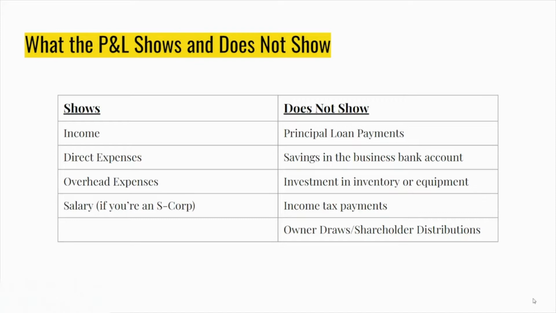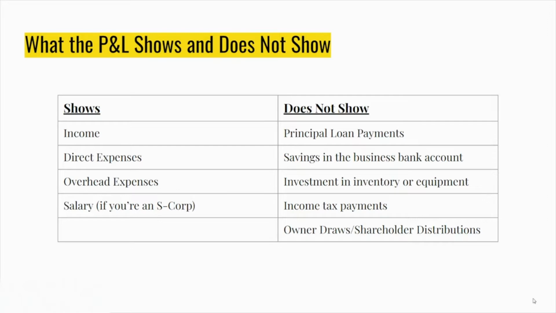So if you purchase a large piece of equipment for your business, we will typically record that as a fixed asset on your balance sheet, and then we will depreciate that over a certain amount of time. So it's only the depreciation that would show up on your profit and loss as a deductible tax expense. So these bottom two areas here, income tax payments and owner draws, are two areas that we see folks get confused with.